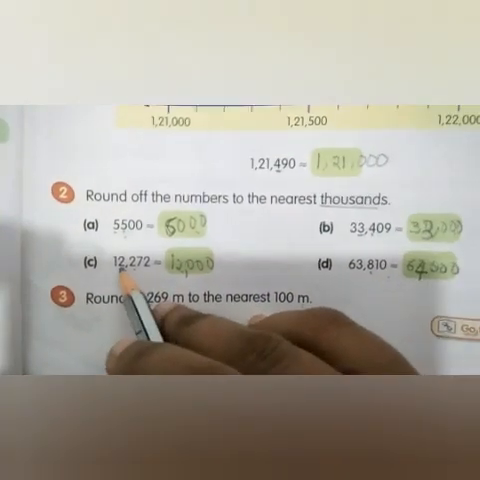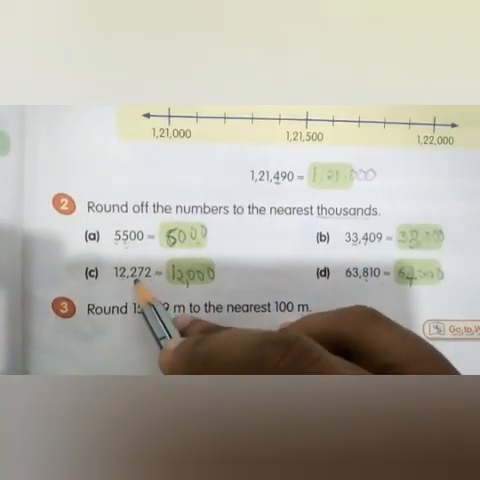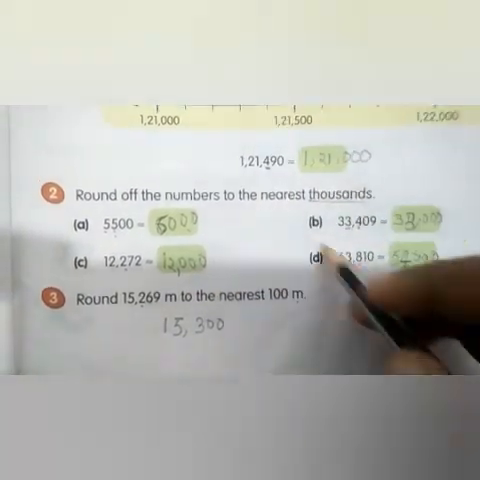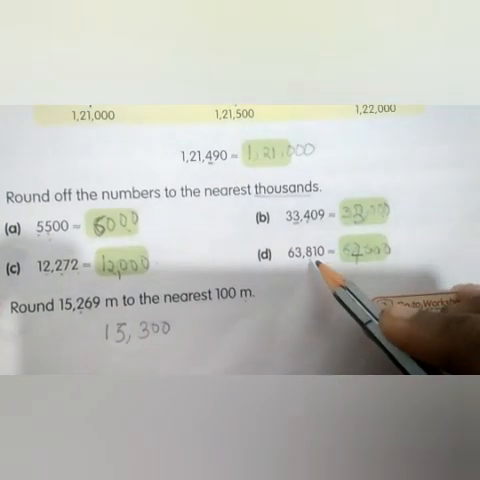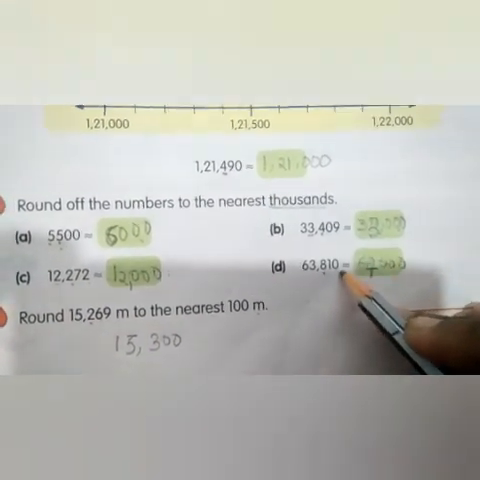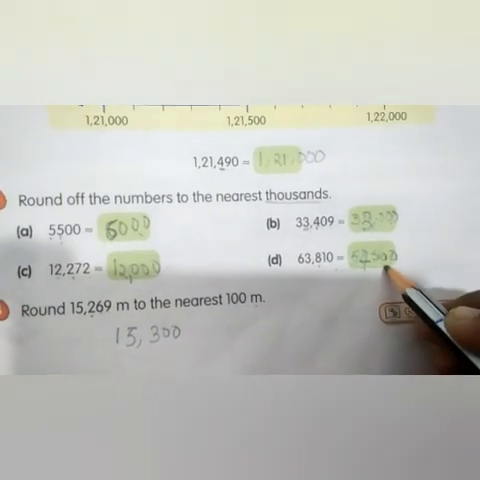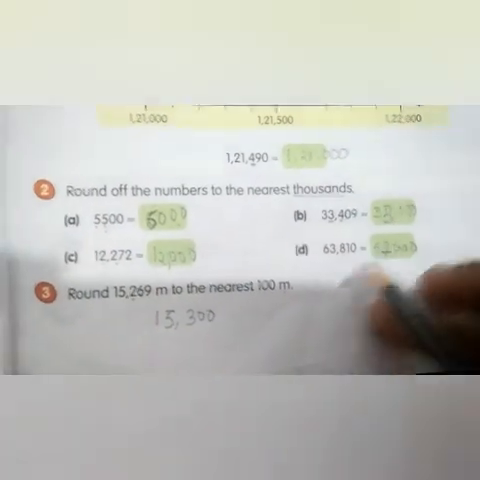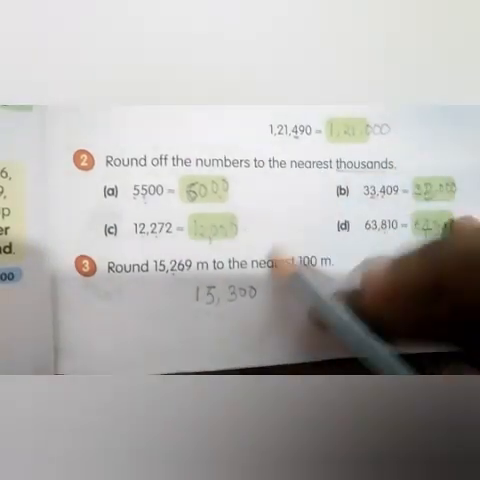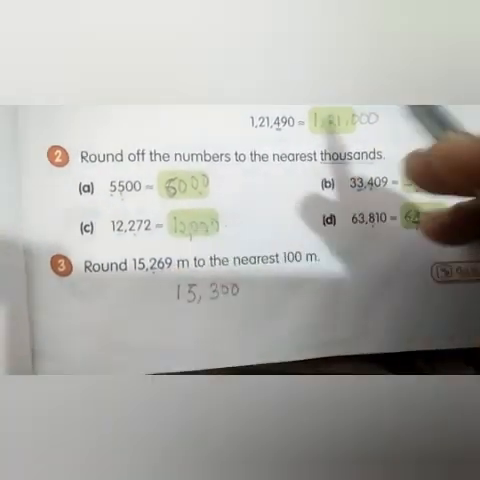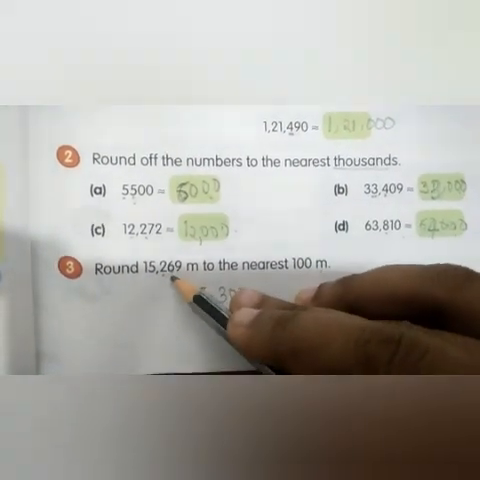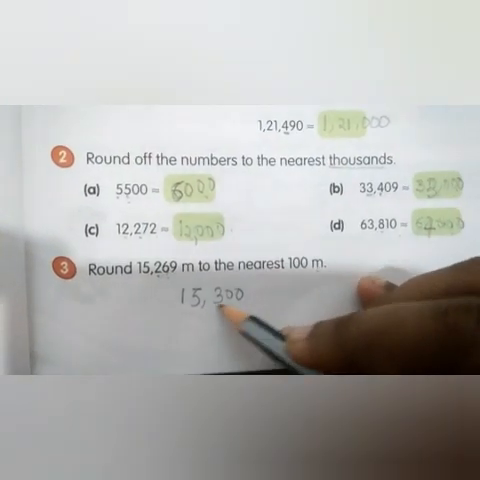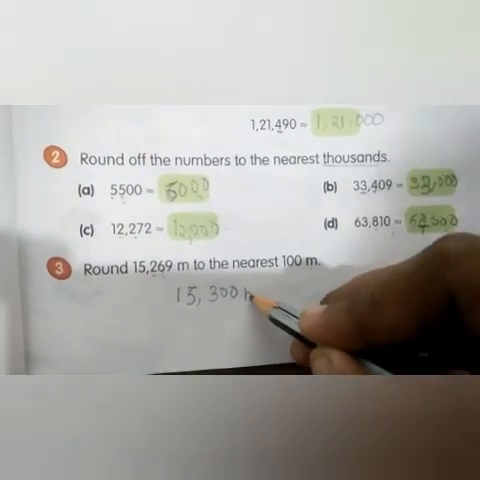Okay. Then next is 12,272. So 2 is less than 5, so 12,000 is the answer, lower 1000. And here 63,810. Here that 8 is greater than 5, so upper 1000 is 64,000, between 63,000 and 64,000. Then last question, 15,269 to the nearest 100. So 269 lies between 200 and 300. Upper 100 is 300 because 6 is greater than 5. So the nearest 100 is 15,300.